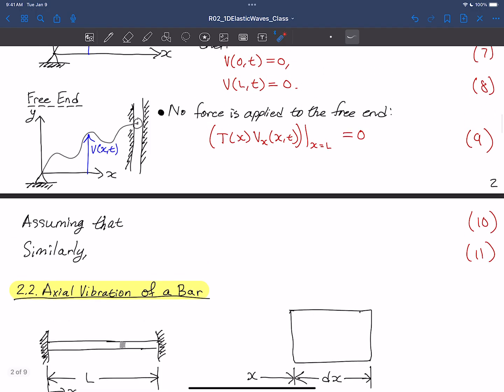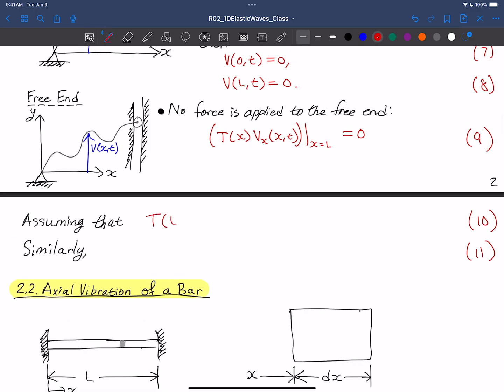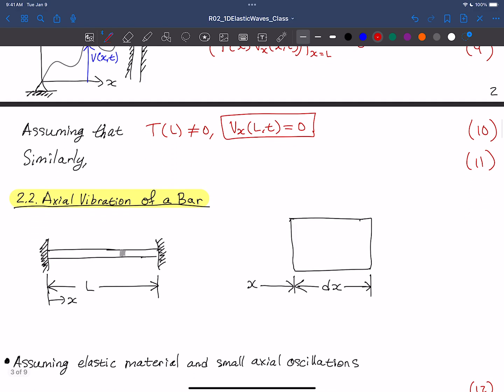Now, if the tension T of L is not equal to 0, then we can write that v sub x of L comma t must be equal to 0. So the first derivative with respect to x must be equal to 0 here. And then if we're considering at x equals 0, then we would write v sub x of 0 comma t is equal to 0.